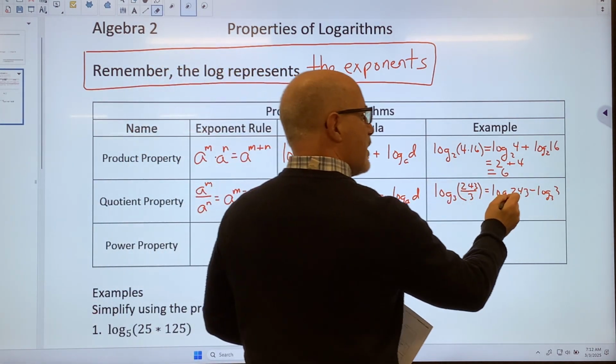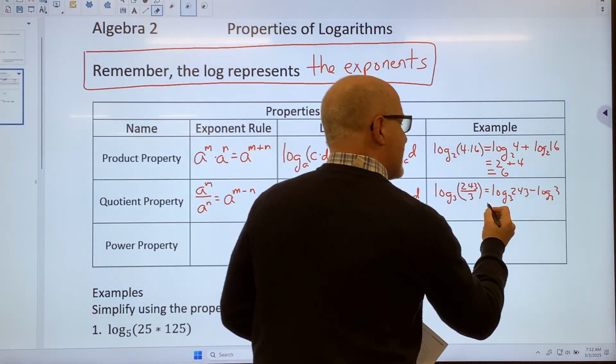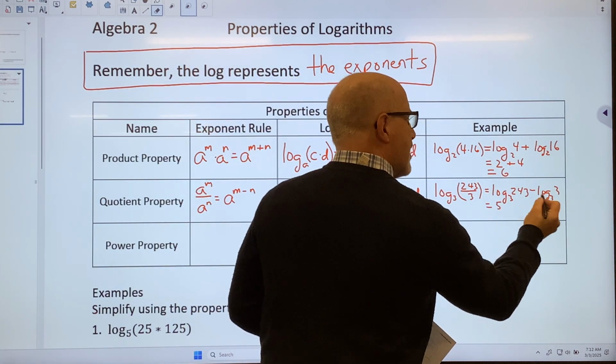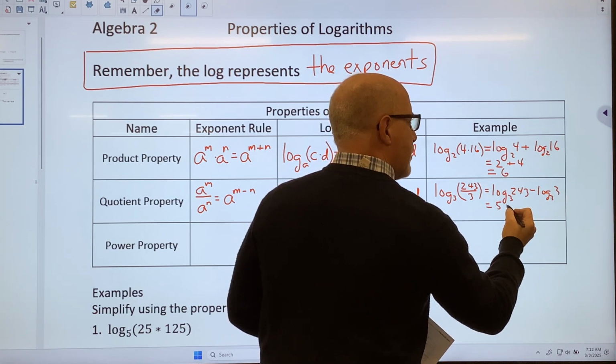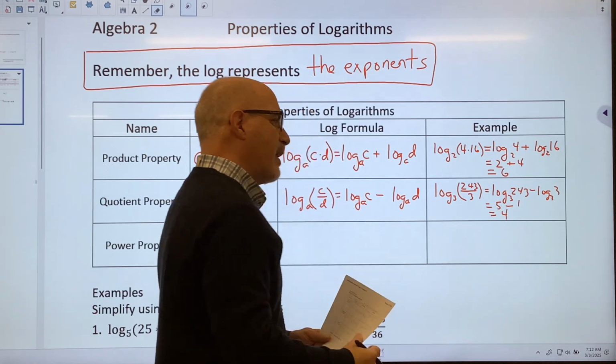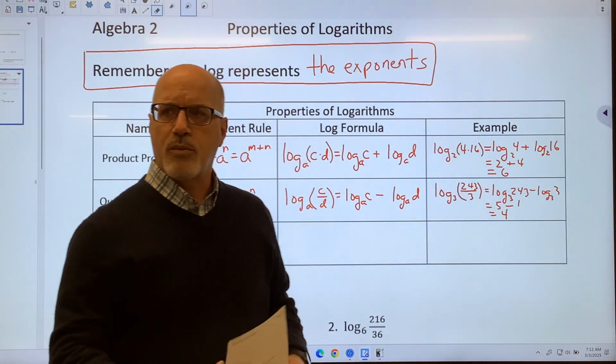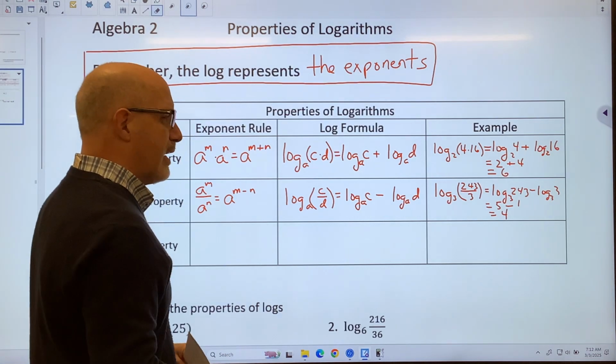Now, log base 3 of 243, 3 to what power equals 243? That's a 5. 3 to what power equals 3? Well, that's a 1. 5 minus 1 is equal to 4. And if you were to divide these, you get 81. 3 to the 4th power does equal 81.